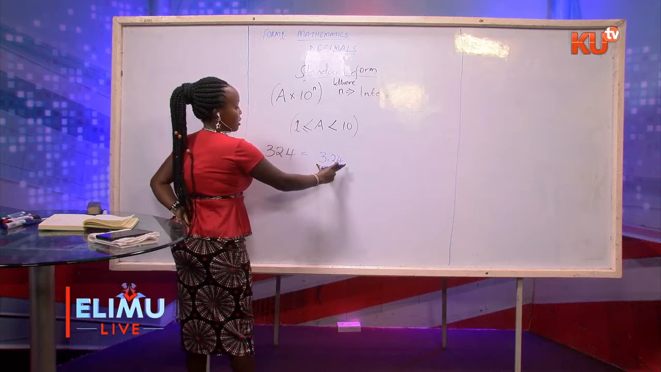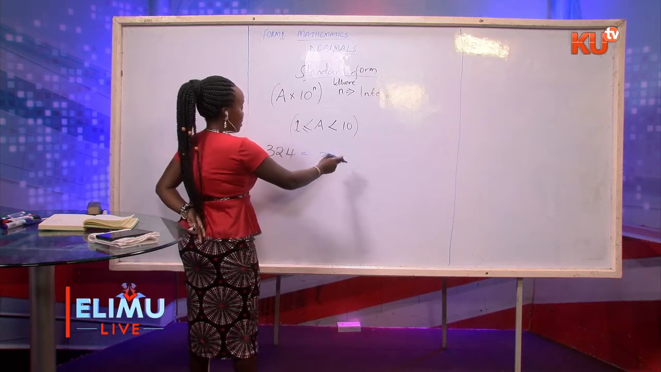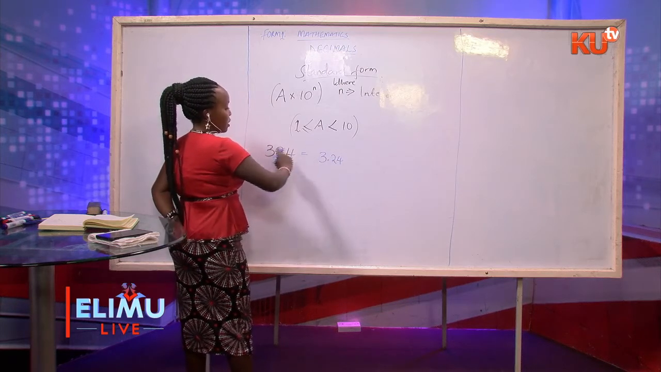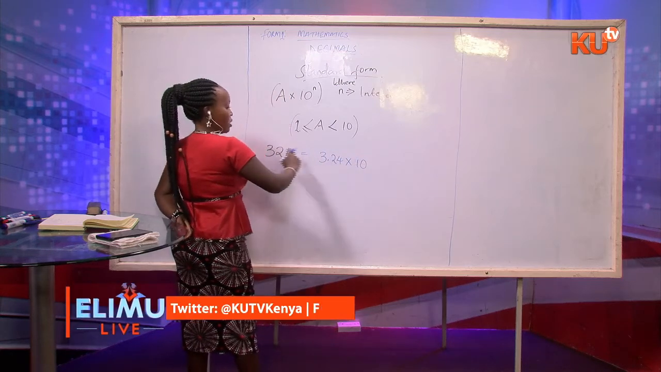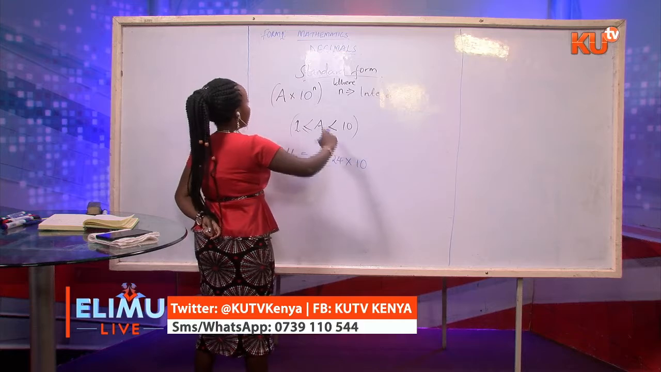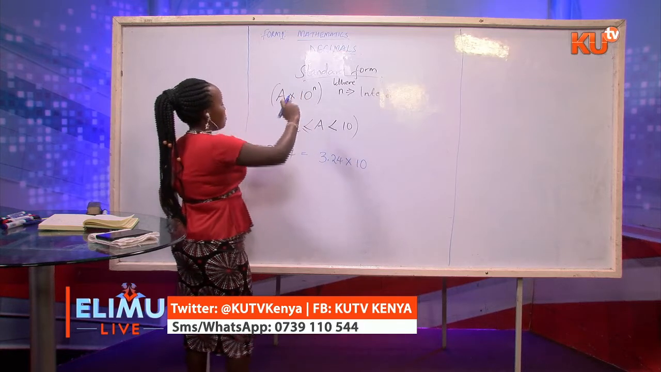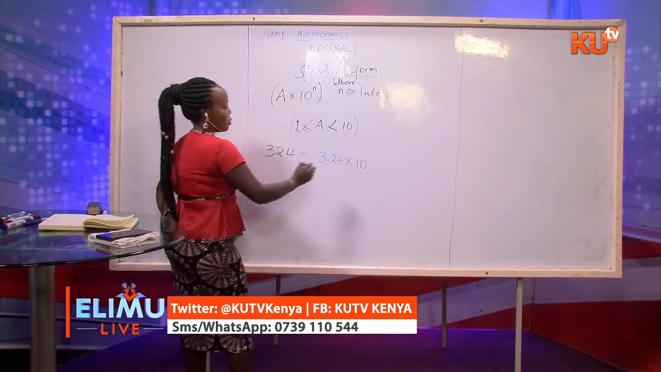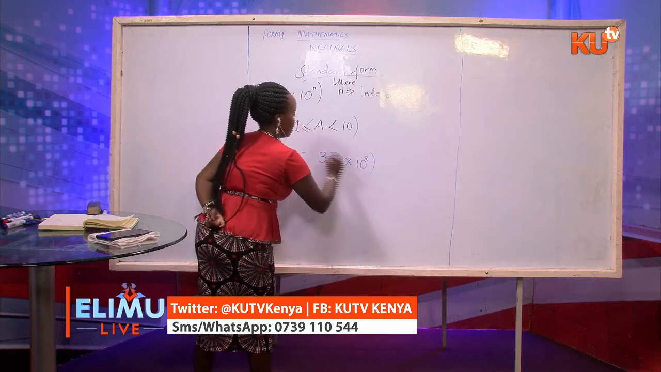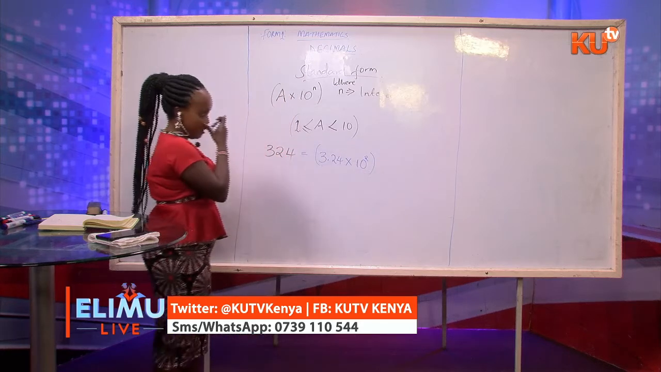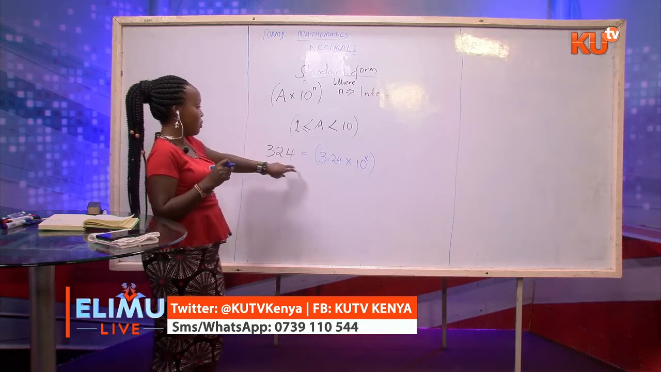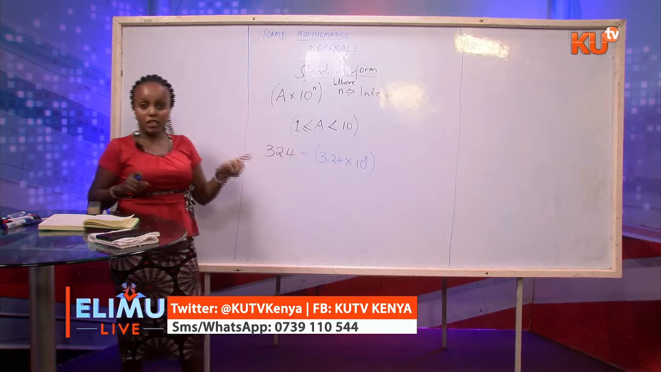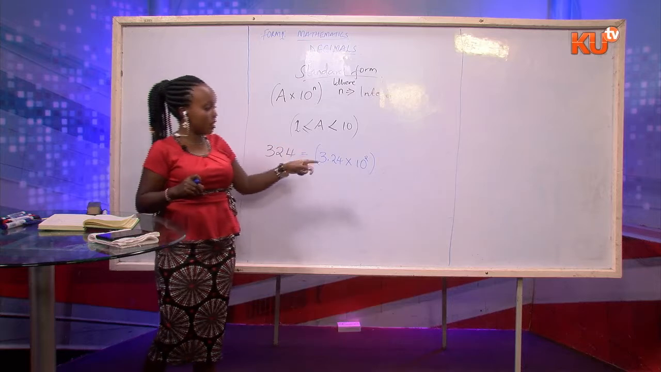This number, 3.24, has already been converted into standard form, but this will be times 10 power. How many decimal places do we have to move so that we come back to the original number, which was 324? It will be 2. So as you can see here, we've already expressed our number 324 in standard form, which is 3.24 times 10 power 2.